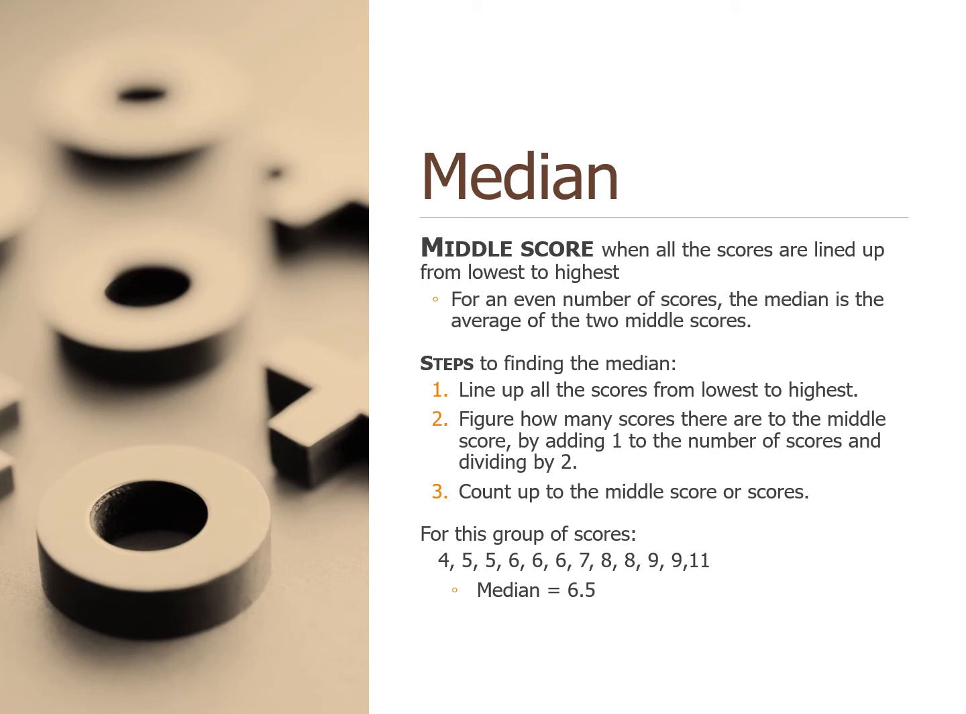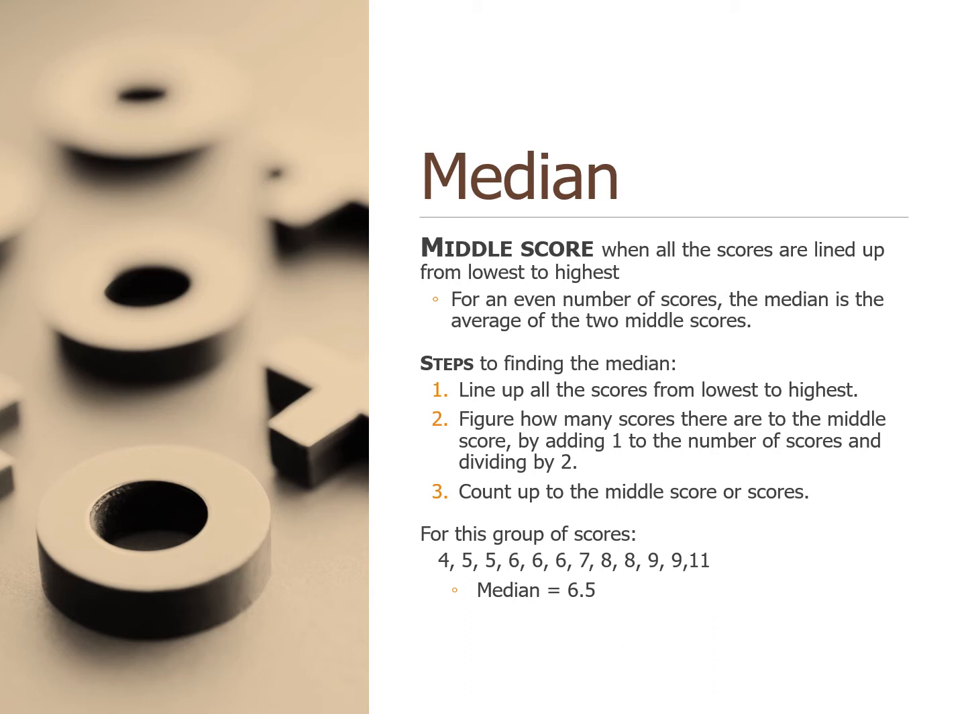And then you count 1, 2, 3, 4, 5, 6, 7, 8, 9, 10, 11, 12. So there are 12 numbers here. And so we need to go 1, 2, 3, 4, 5, 6. Since it's an even number, we need to get the 6th and the 7th number, which happen to be 6 and 7. And we take the average of those two. So the median is 6.5.